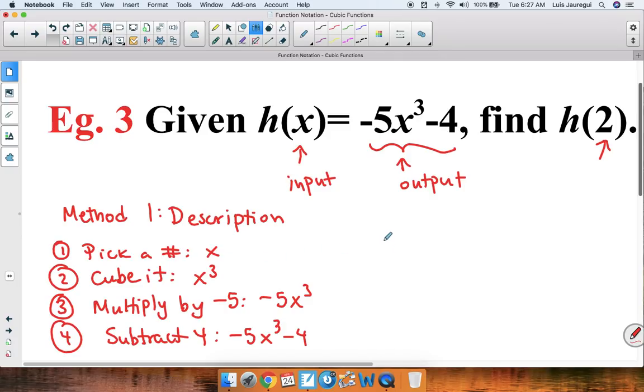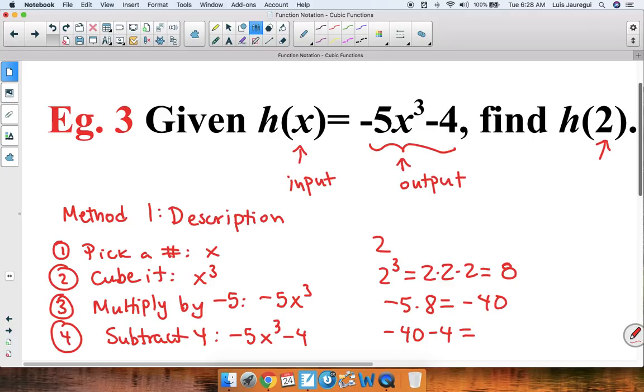Now, let's go through this sequence of steps, but now using 2 as the selected number. So pick a number. Well, we're going to say it's 2. Cube it. So we have 2 cubed, which is 2 times 2 times 2. 2 times 2 is 4, times 2 gives you 8. Multiply that by negative 5. So we have negative 5 times 8 gives you negative 40. And then subtract 4. So we have negative 40 minus 4 gives you negative 44. So we can say, therefore, that h of 2 is equal to negative 44.